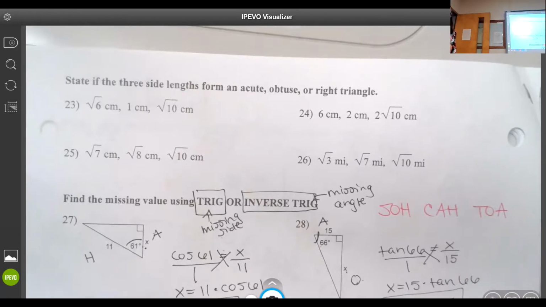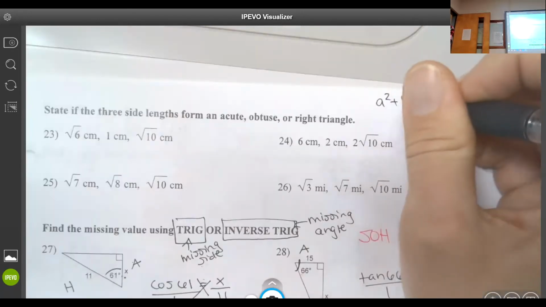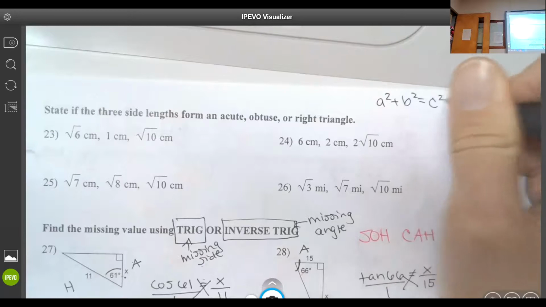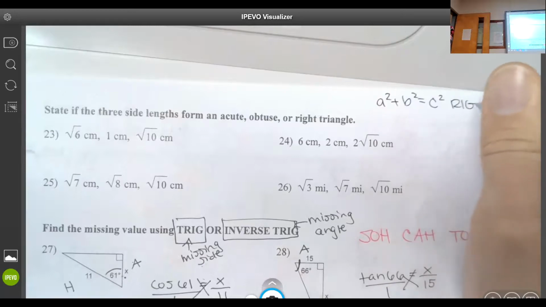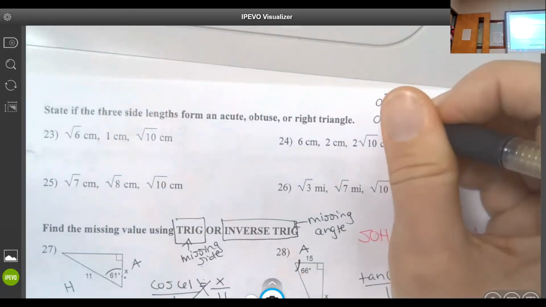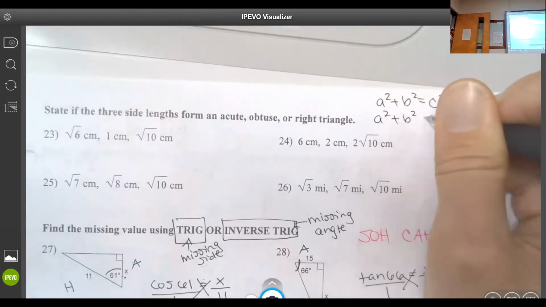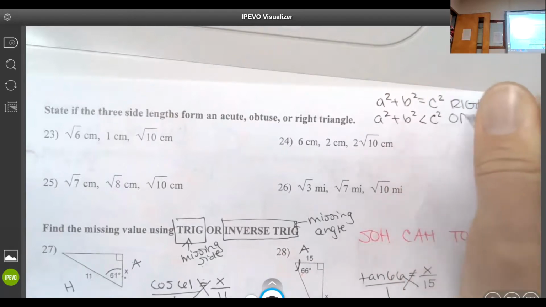But these are Pythagorean inequalities where we can decide if it's acute, obtuse, or a right triangle. This was on your first quiz, so you may want to look and see how you did with this the first time around. If I look at my values and a squared plus b squared is equal to c squared, then it's a right triangle. If a squared plus b squared is less than c squared, then it's obtuse.